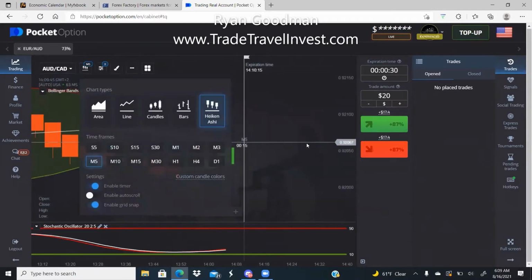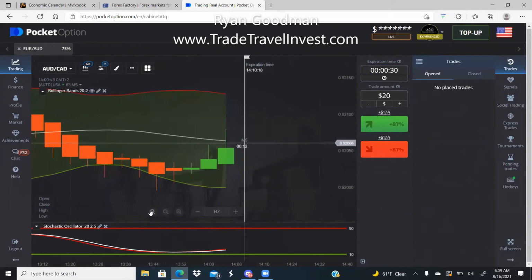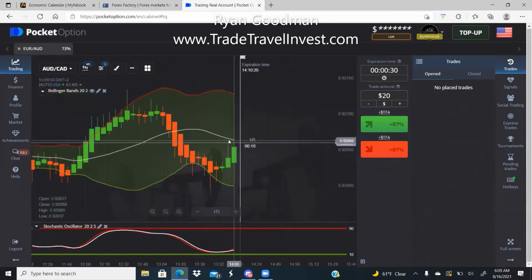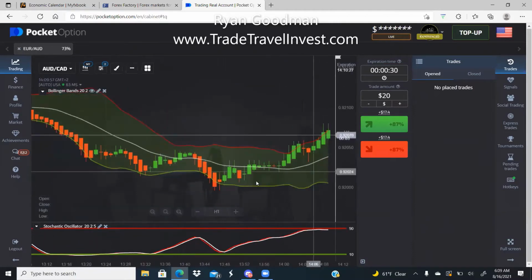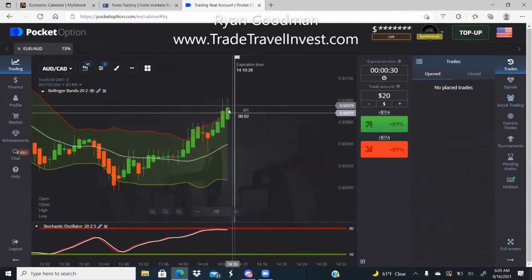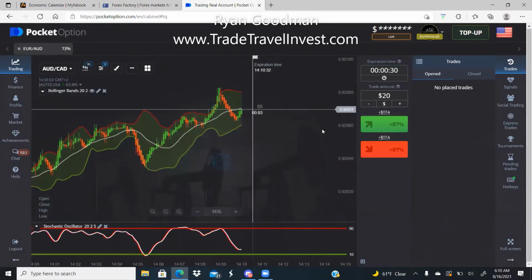Australian dollar CAD, 5 minute is pushing upwards, but we're currently hitting the middle Bollinger Band right now, so probably going to see resistance off of there. See the drop to the downside any second now. Our 1 minute chart is above the middle band, has been pushing up for a while. We're already at the outside band, so we're probably going to get that drop down soon.